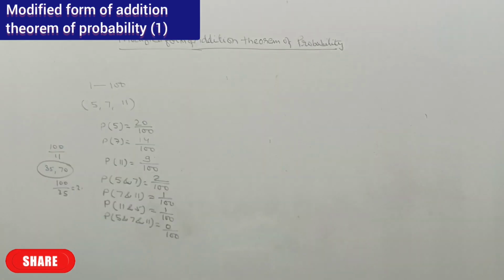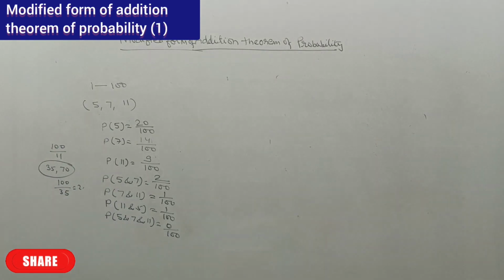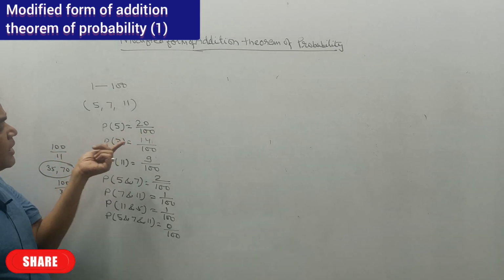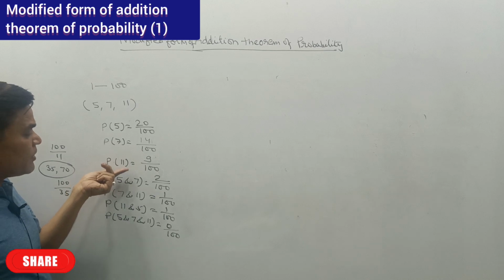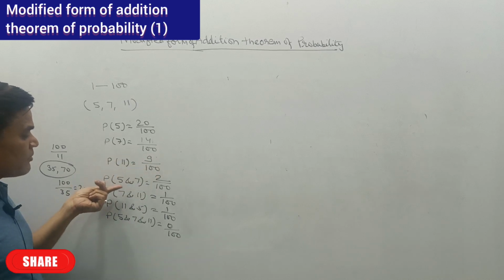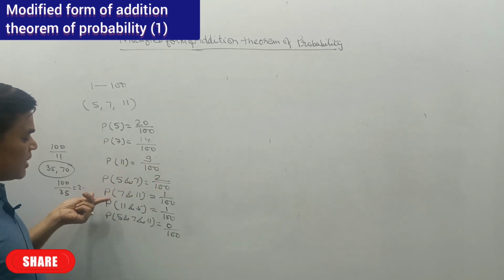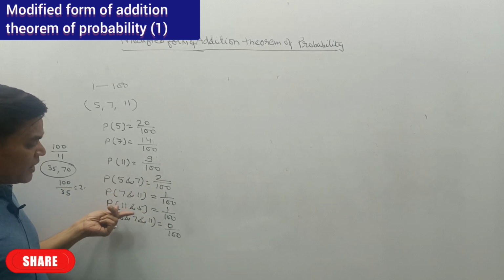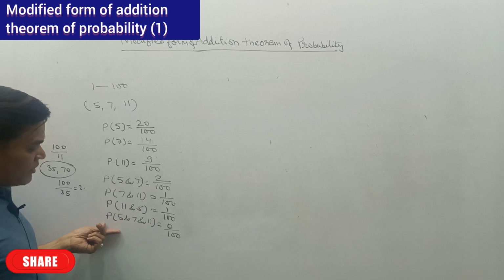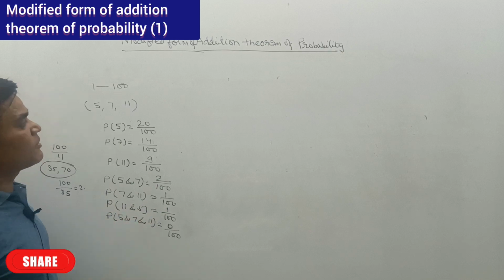So in this manner, from 1 to 100 we have calculated that divisible by 5 is 20 upon 100, divisible by 7 is 14 upon 100, divisible by 11 is 9 upon 100, divisible by 5 and 7 is 2 upon 100, divisible by 7 and 11 is 1 upon 100, divisible by 11 and 5 is 1 upon 100, divisible by 5 and 7 and 11 is 0 upon 100.